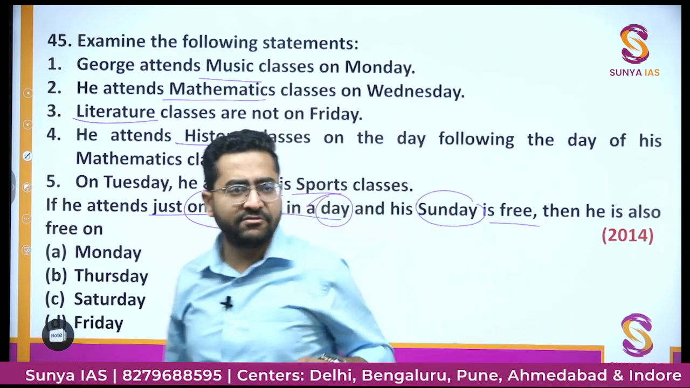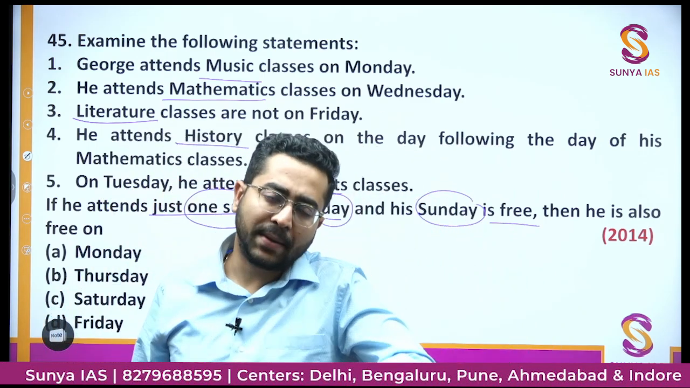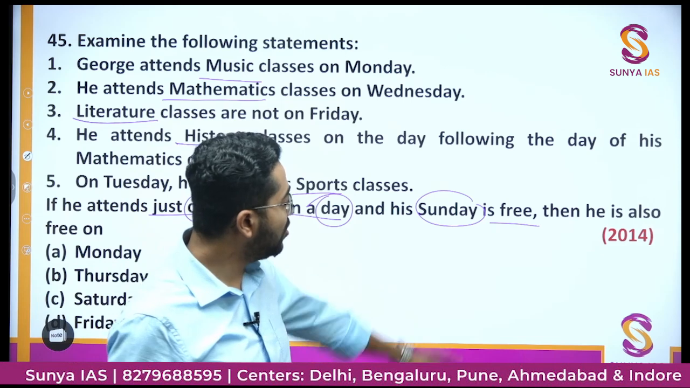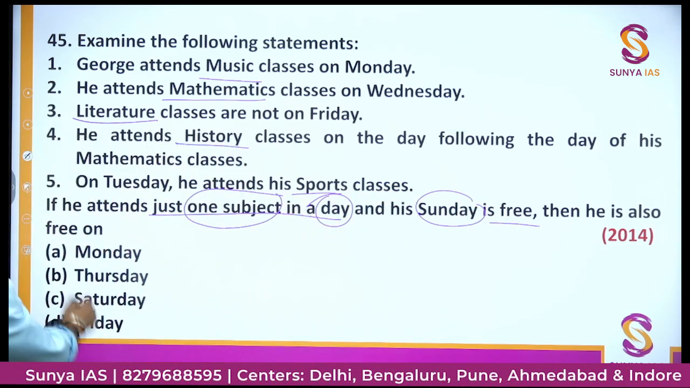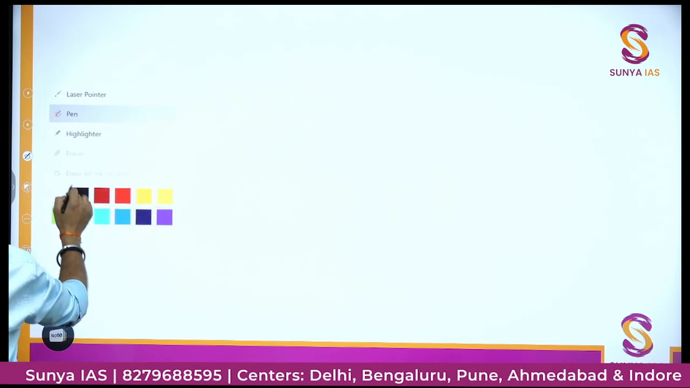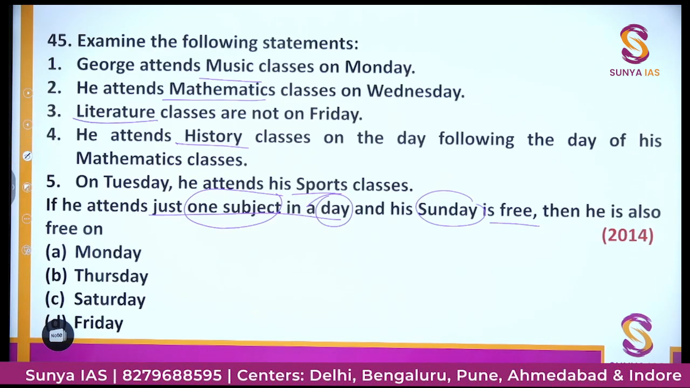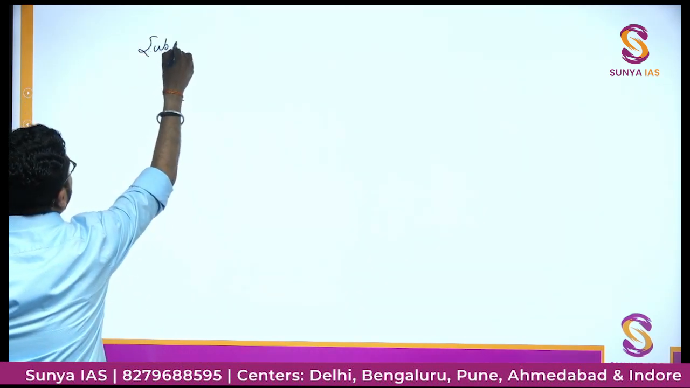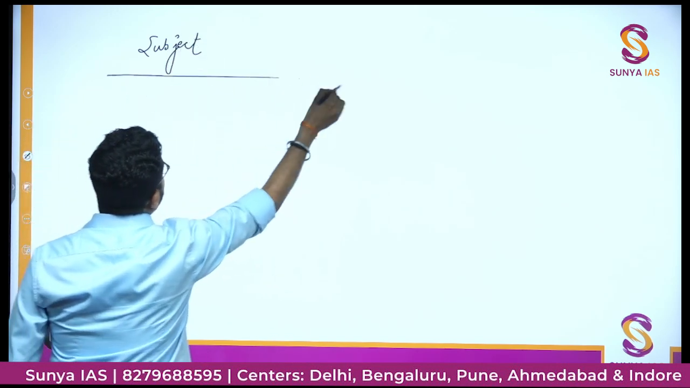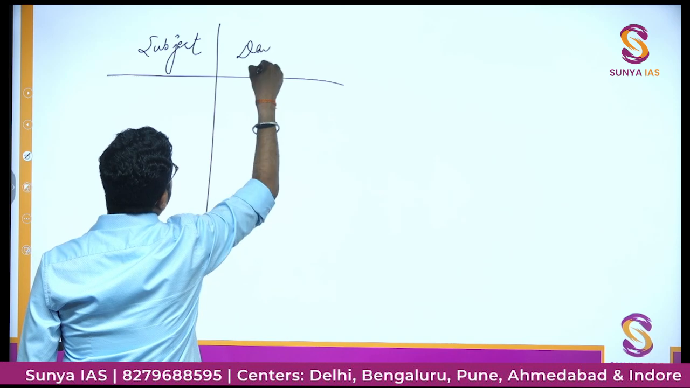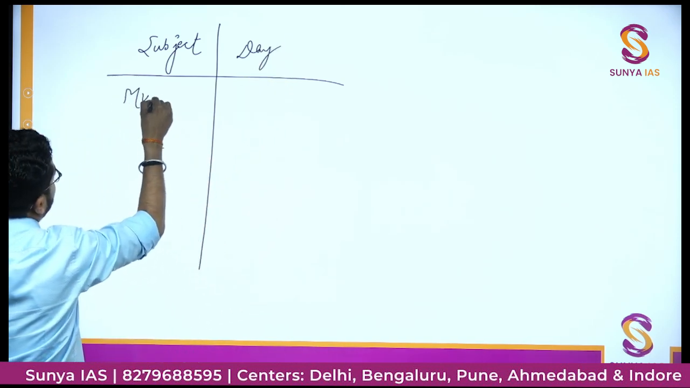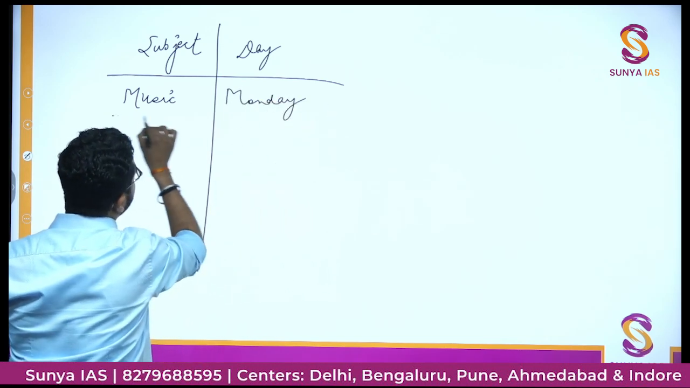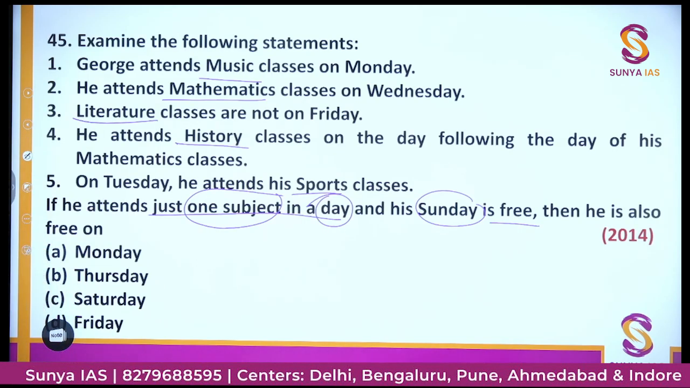तो again there are variables, subjects and days. So what will we do? हम क्या करते हैं, एक टेबल बनाते हैं and then we will be finding out. डायरेक्ट कंडीशन को डायरेक्ट टेबल में put करेंगे, इनडायरेक्ट कंडीशन को will write on the sides. Okay. Music classes on Monday. So if this is subject, subject is music and day is Monday. Mathematics on Wednesday.